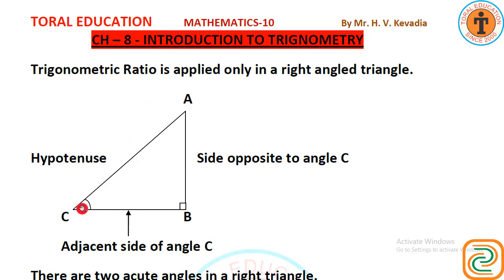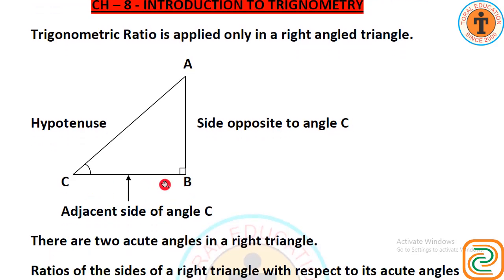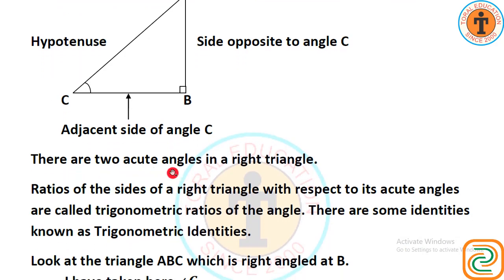Remember this, angle C is here, this is hypotenuse. So near the angle C, this is the adjacent side, and opposite to this is the opposite side. You should remember which one is opposite and which one is adjacent. There are two acute angles in a right angle triangle.